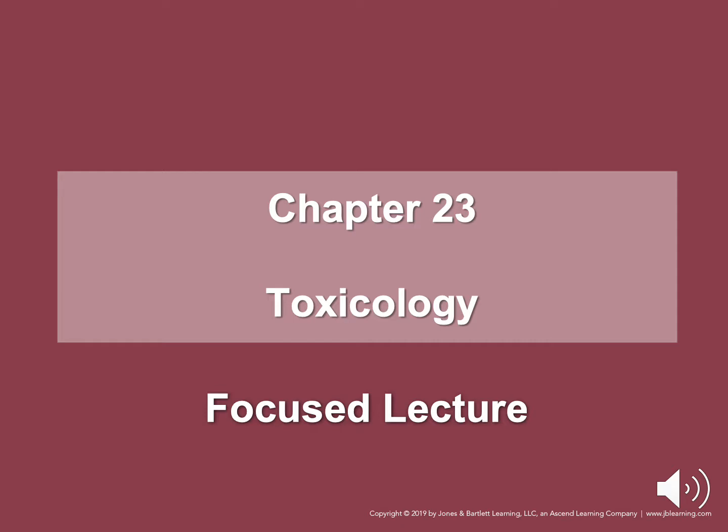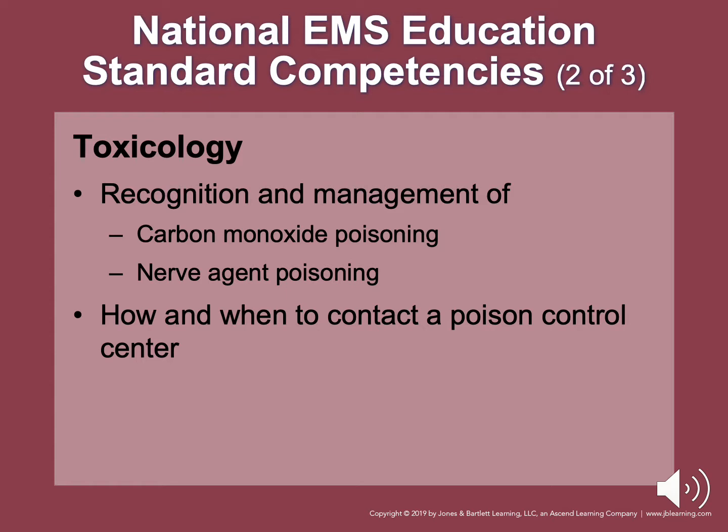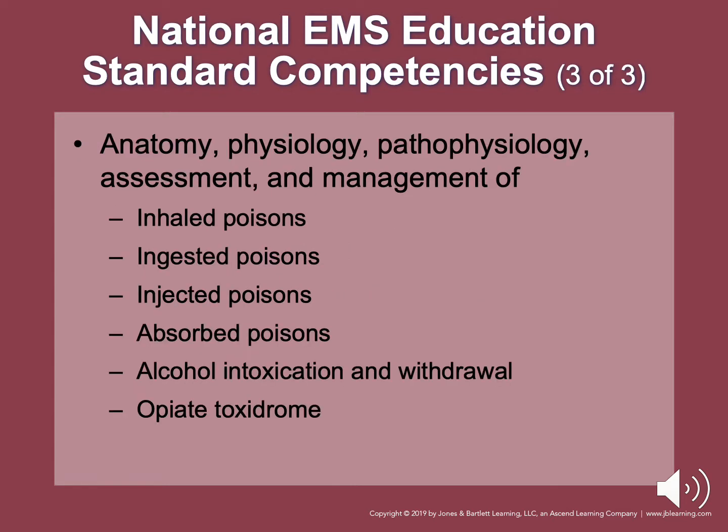All right, this chapter is going to be talking about toxicology. There's some standard competencies there. We're going to be recognizing toxicology, carbon monoxide poisonings, nerve agent poisonings, when to contact poison control, and different things such as inhaled poisons, ingested poisons, injected poisons, absorbed poisons, alcohol intoxication, and opiate toxidromes.